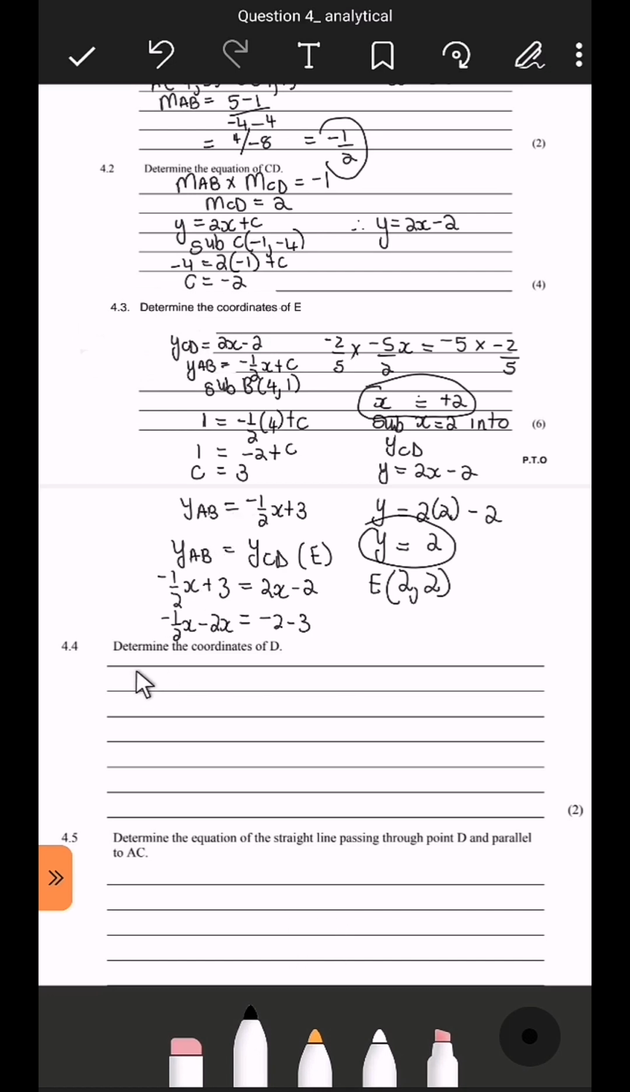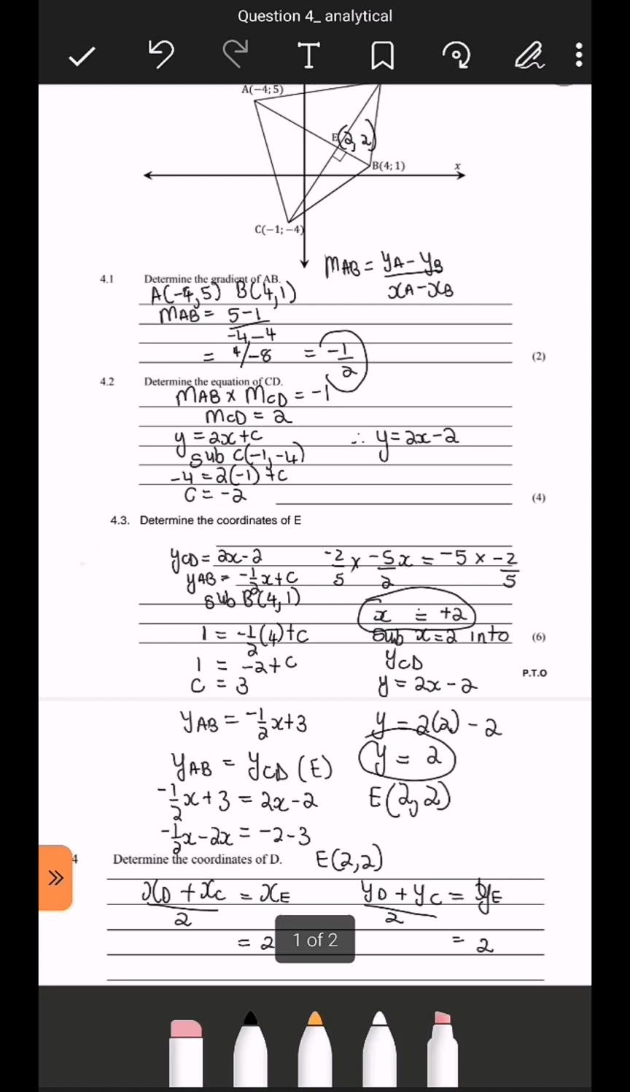So how we can do that is saying x of D plus x of C divided by 2 equals x of E. The very same thing with y, the y coordinate, so it's y of D plus y of C divided by 2 equals y of E. We already have what it equals, because we have the coordinates of E as 2, 2.